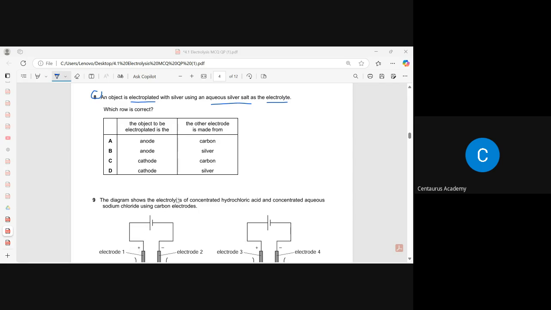Yes, good, Ayan and Zoya. D is the right answer. The object always has to be the cathode, and your other electrode, which is the anode, has to be the metal with which it is going to be electroplated. So silver has to be the other electrode, whereas the electrolyte has to be the same metal's aqueous solution. Okay.